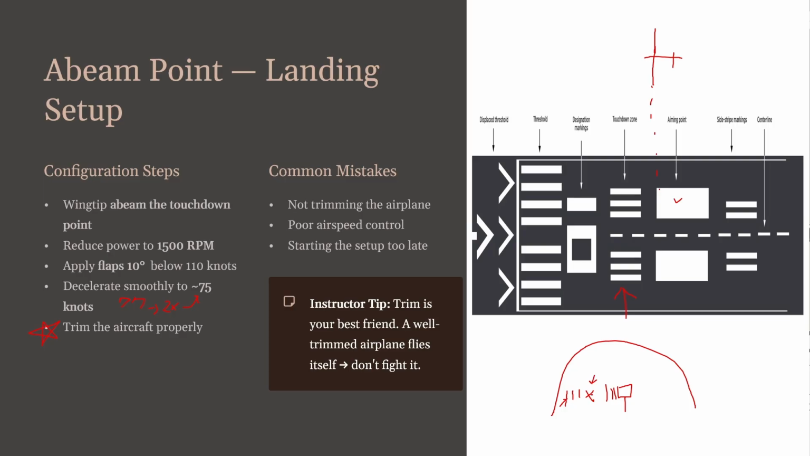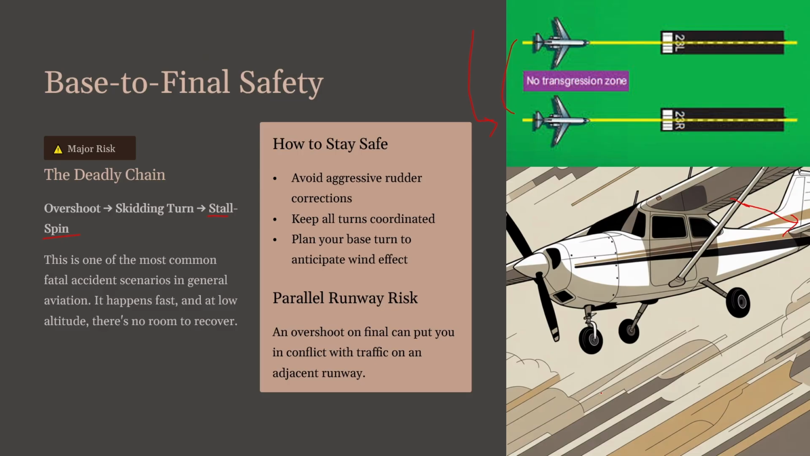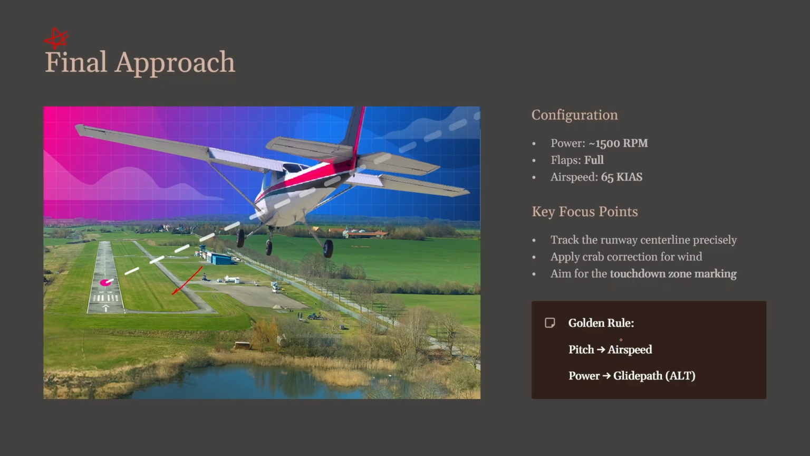A helpful concept to remember here is pitch controls airspeed and power controls glide path. Okay. If the airplane becomes too slow or too fast, adjust the pitch. And if the airplane becomes too high or too low relative to your desired path, adjust power. Okay, cool. And once your airspeed is stabilized at 65 knots, your trim is properly set, and your outside reference is aligned with your reference point, the task becomes maintaining that picture. Okay, cool. And if the airplane begins drifting left or right due to wind, use small aileron correction.